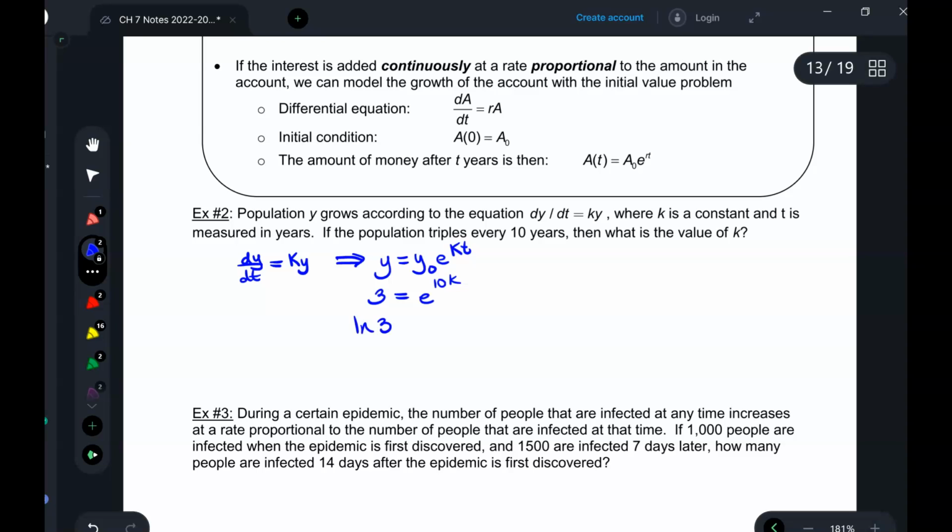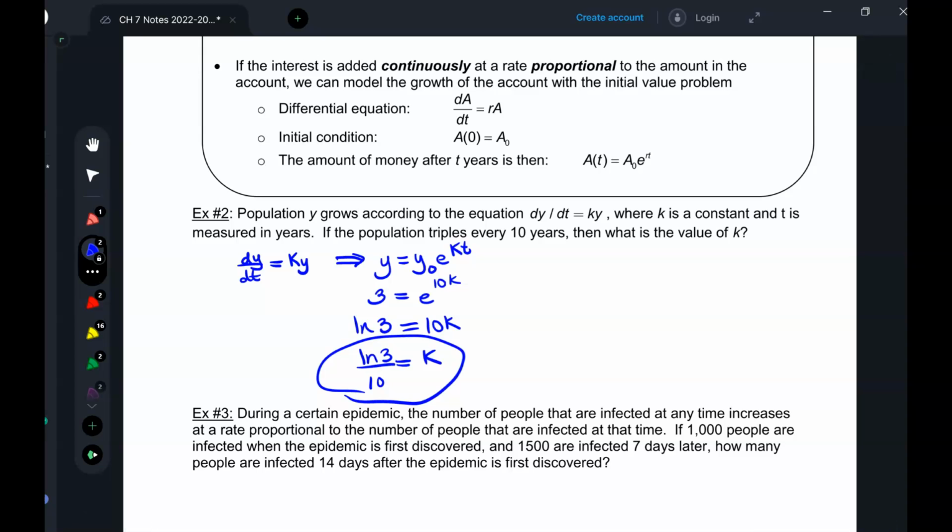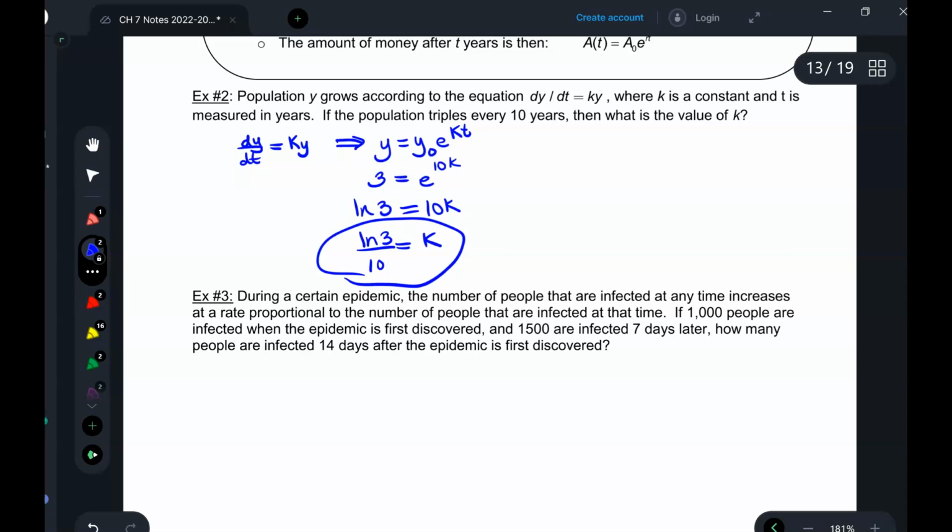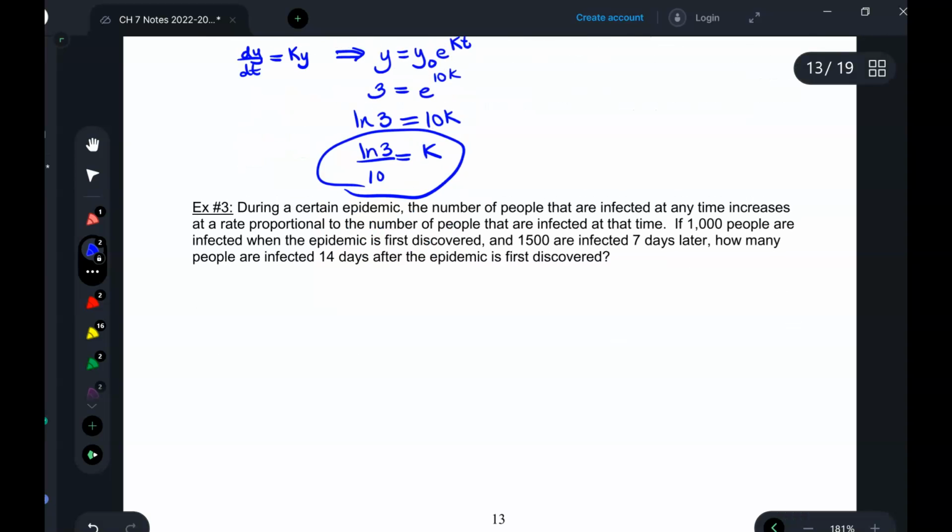Okay, next we're going to do natural log of both sides. That's going to give us natural log of 3 over 10 for k. You can leave it like this, you can change it to a decimal, but when we're actually working with the problems, we always want to use exact, store that value of k. So if we want to find the population in 18 years, then we're either going to leave it as natural log of 3 over 10, or like I said, put it in your calculator, but store it.